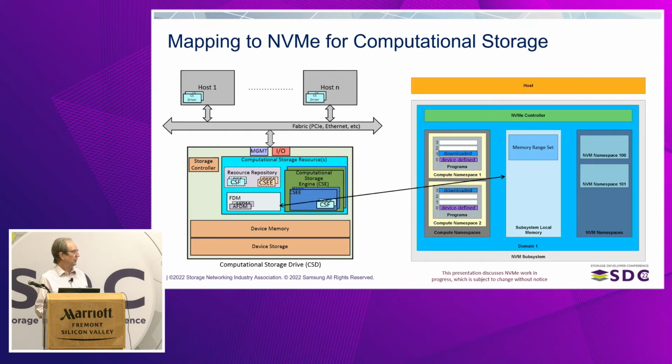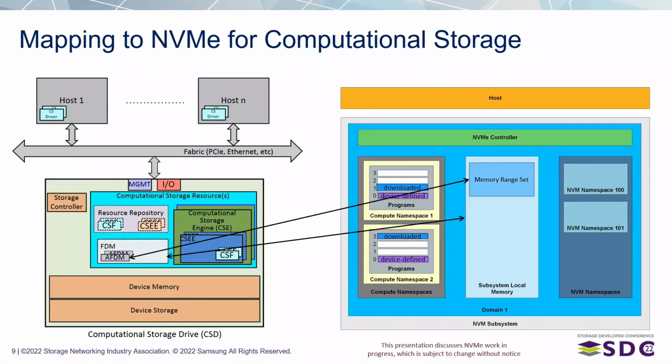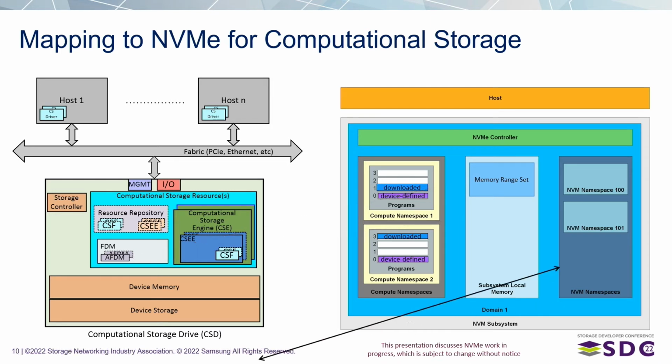Then you have function data memory. As I said, that is equivalent to your subsystem local memory. And within that, you have your allocated function memory, and that is equivalent to the memory range set. And then finally, you have the device storage in SNIA that is equivalent to the NVM namespaces.